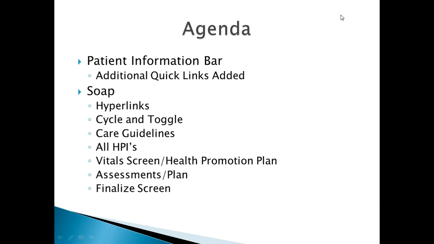Our agenda would be to first look at our patient information bar. We currently have that within our charts now, but there are some additional quick links that have been added to the patient information bar. Then we're going to look through the SOAP. There's some hyperlinks as well as a new way to toggle and cycle our panels. We're going to touch on the care guidelines, which is a new area within the patient's chart right to the left now where we can just click on it and it's on every single tab.